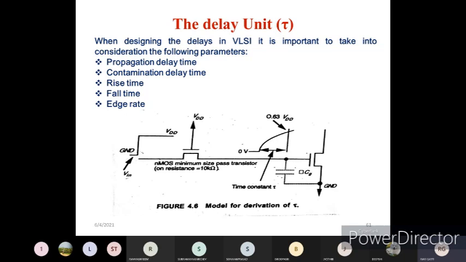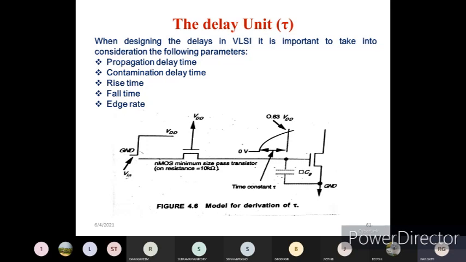In VLSI technology, there are different types of delay encountered in the MOS transistor. One delay time we will be using is called the propagation delay time. And one more is the contamination delay time. Some more delays are encountered in the case of the rising edge, or when we generate square waves, triangular waves, or signals associated with the timer or the counter.